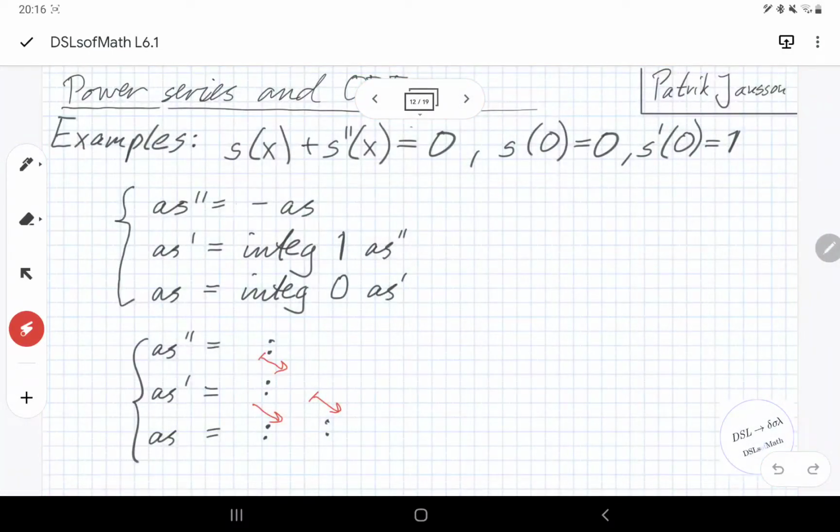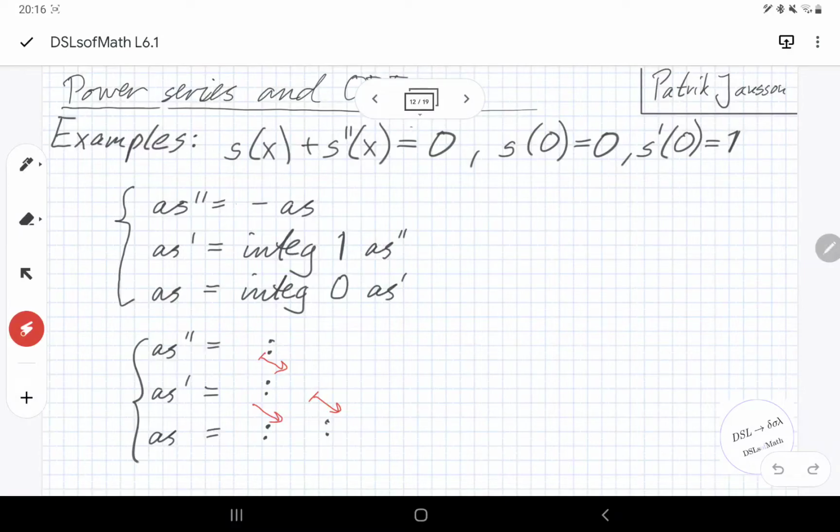Let's take one more classical example. So this was also from the first slide. I was saying, let's look for a function s such that if we add the second derivative, then we should get 0. So they should be completely opposite at each point x. And here, as it's a second order ODE, we also need 2 starting conditions: s of 0 is 0 and s prime of 0 is 1.